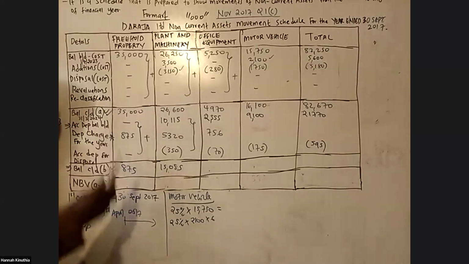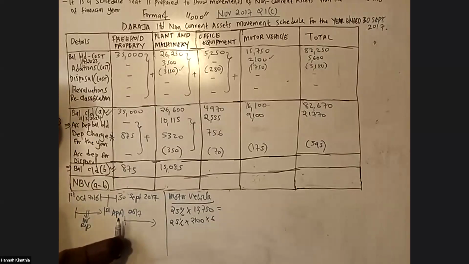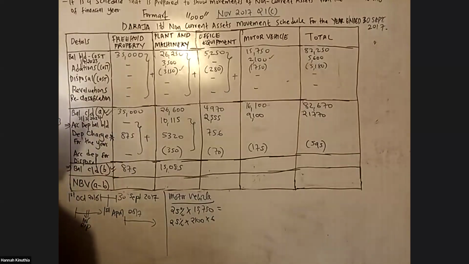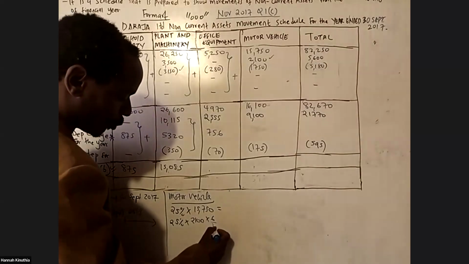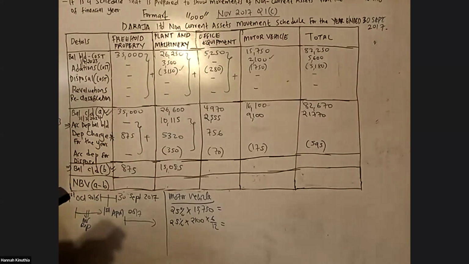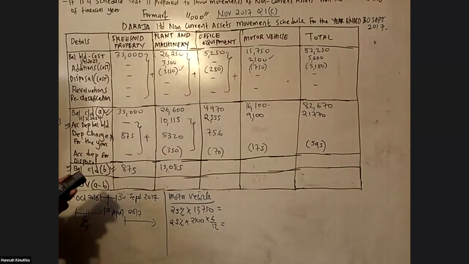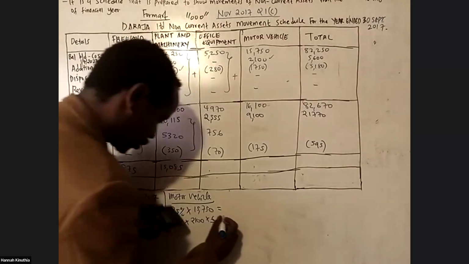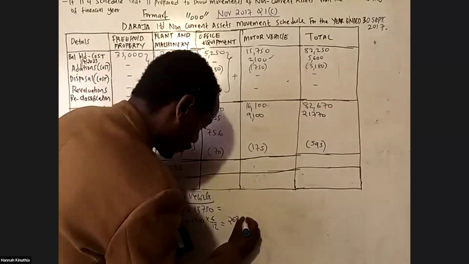Now this asset was used from 1st April to 30th September. Now how many months? So 6 months. So it was used from 1st April to September, only 6 months. So we need the time for which it was used. So it's 0.25 times 2100 times 6/12. So it was used for 6 months. So the depreciation is 262.5.